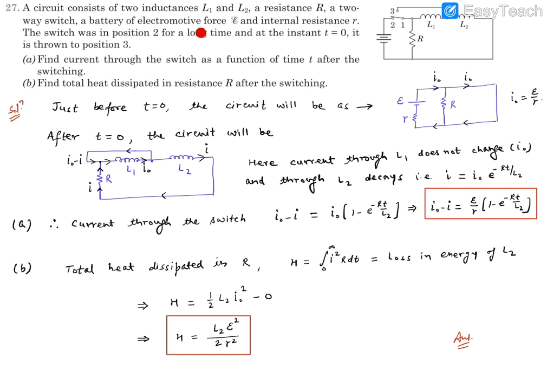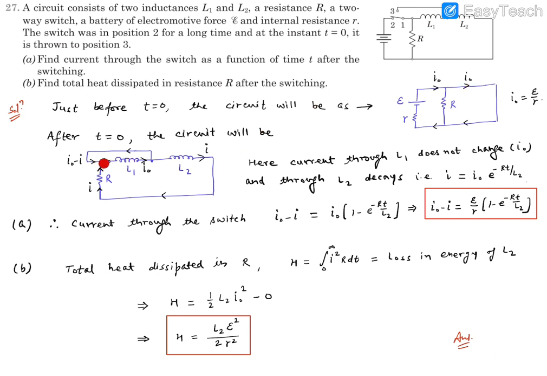Now we know that when the switch is suddenly changed, there is no change in the flux on these inductors, and the current is I0. After t equal to 0, the circuit would be like this, because the battery is no longer connected. So the circuit has two inductors and the resistance only. Since we have changed the switch from 2 to 3, just after the switching this inductor has a current I0, and this one has a current I0. The current will not suddenly change.